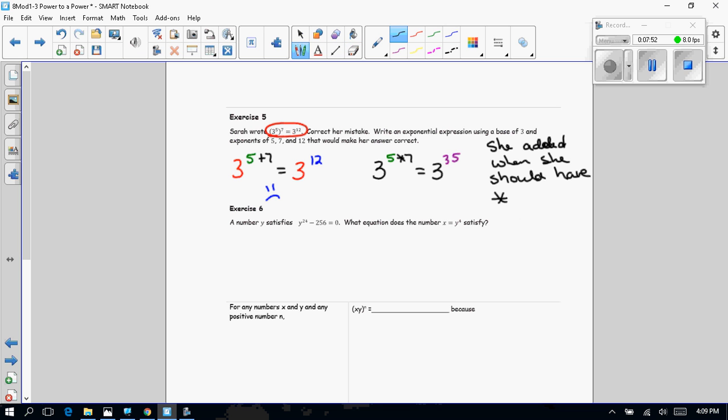Let's see here. A number y satisfies, oh, you know what? I've done this problem. This one's crazy. We're going to skip it. We don't need to worry about that one. That feels pretty good now, does it, to cross that out?